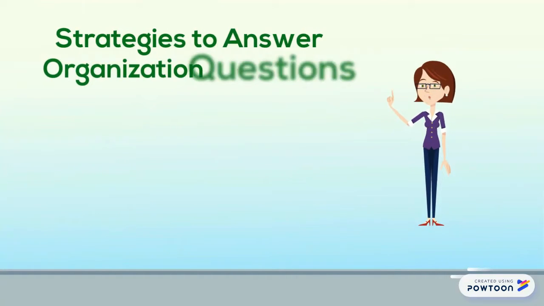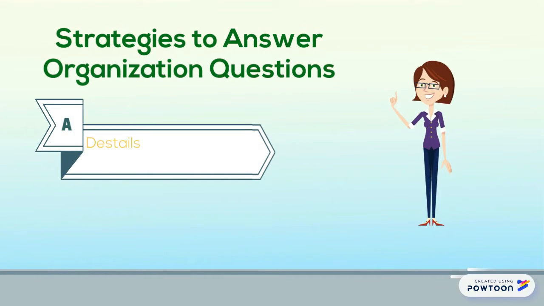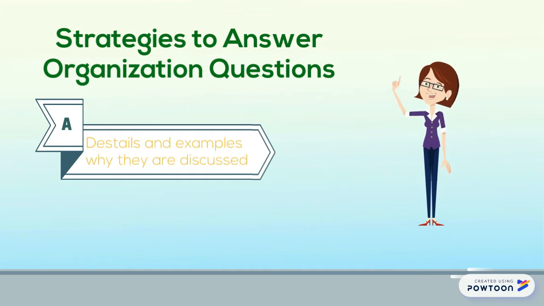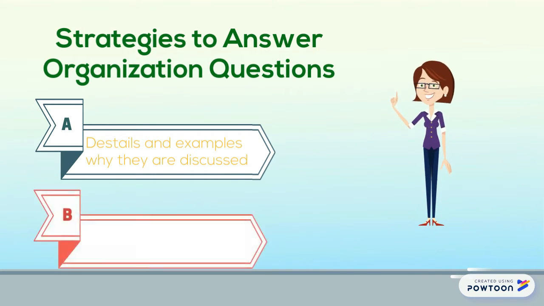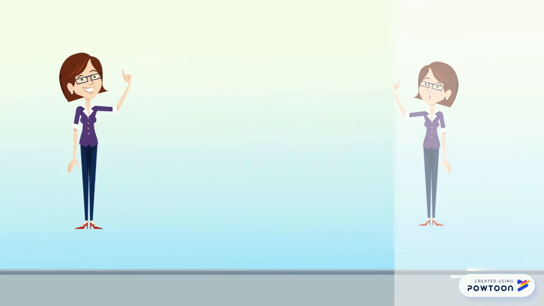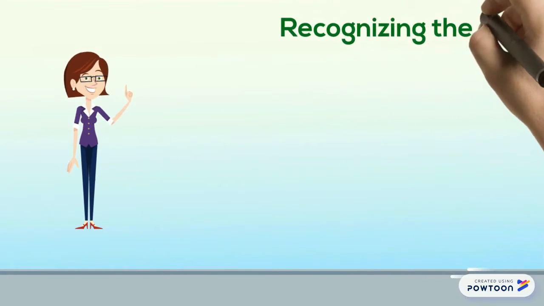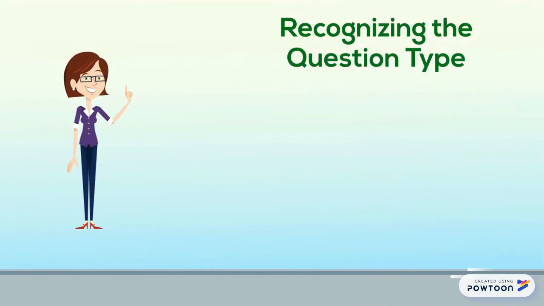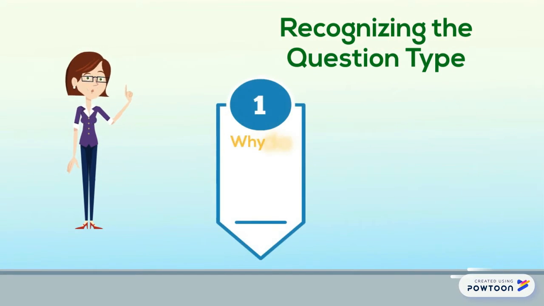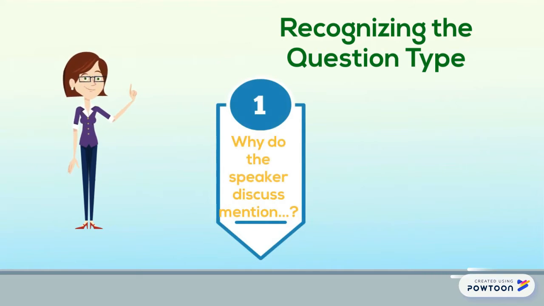To answer this type of question, you have to listen to the details and examples, and think about why they are discussed in relation to the overall passage. Also, you have to look for organization of ideas such as comparison or contrast, cause and effect. You can recognize organization questions because they often include phrases such as why do the speakers discuss or mention?